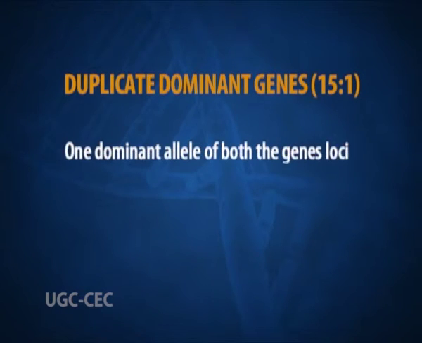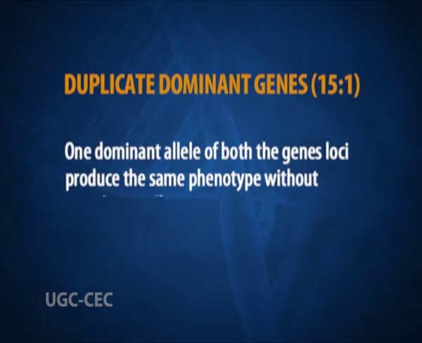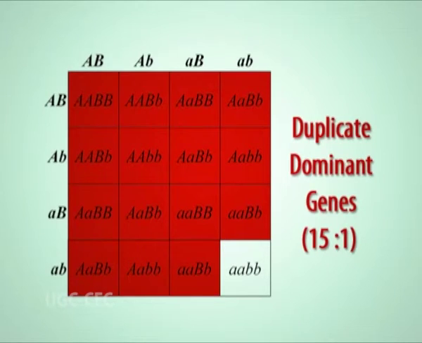When one dominant allele of both the gene loci produces the same phenotype without cumulative effects, it is known as duplicate dominant genes. An example is parental red and white flowers of a plant, which explain the color of progeny flowers. White flower will have small a, small b genotype, while all other genotypes will be expressed as red flowers. The characteristic ratio is 15:1 of pigmented to unpigmented plants.